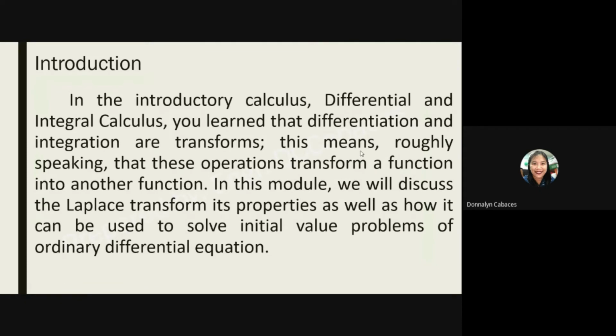In the introductory calculus, differential and integral calculus, you learned that differentiation and integration are transforms. This means that roughly speaking, these operations transform a function into another function. In this module, we will discuss the Laplace transform, its properties, as well as how it can be used to solve initial value problems of ordinary differential equation.